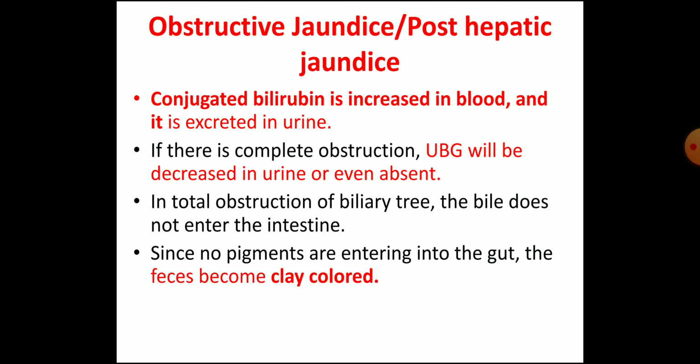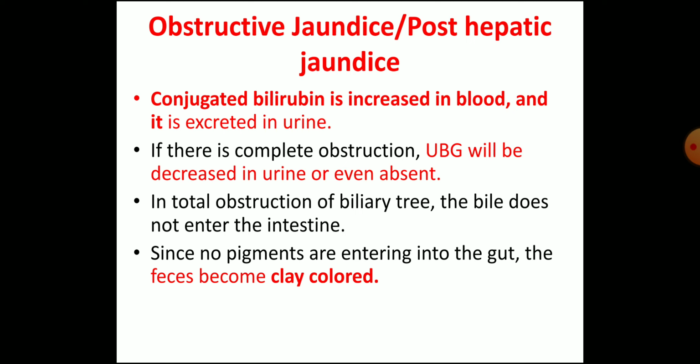Now we'll pass on to what all you have to write in obstructive jaundice or post-hepatic jaundice. It is the usual question asked. Conjugated bilirubin is increased in the blood and it is excreted in the urine. That is the main thing happening in obstructive jaundice. So after conjugation only the defect occurs. If there is complete obstruction to the pathway, then the urobilinogen will be decreased in urine or even absent.